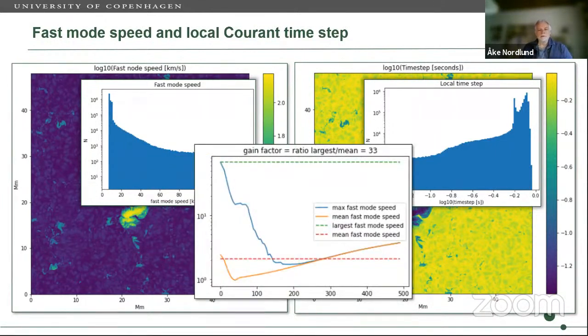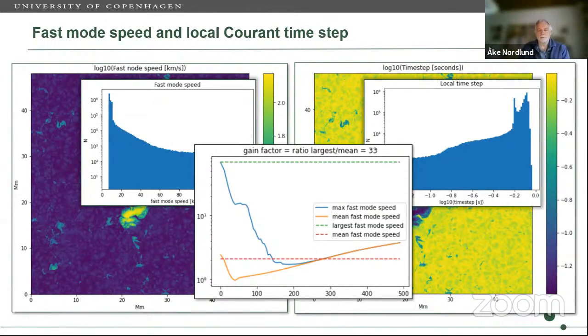So here's the same plot again, showing the max fast mode speed in blue. And the green dashed line shows the largest fast mode speed. But if we're able to use the mean speed instead, then we reduce the cost of this entire simulation by a factor of 33 in this case.